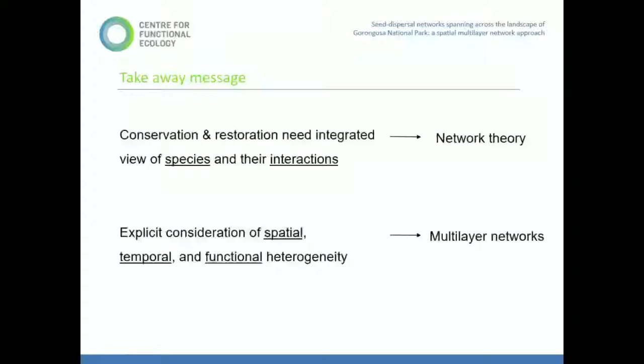So for conservation and restoration, we need to integrate the view of species and the interactions they have established among them, and then we brought network theory to the field of ecology. But then we need to consider spatial, temporal, and functional heterogeneity. And for this, we should think about moving into multi-layer networks.